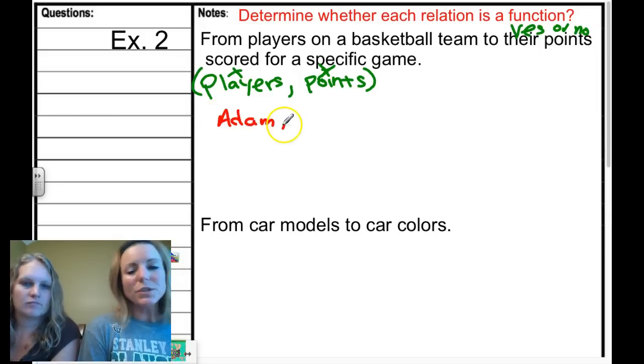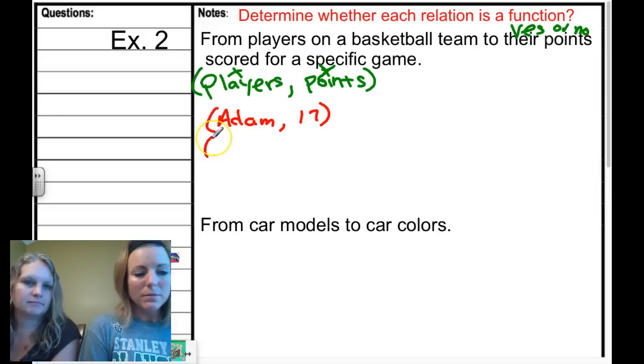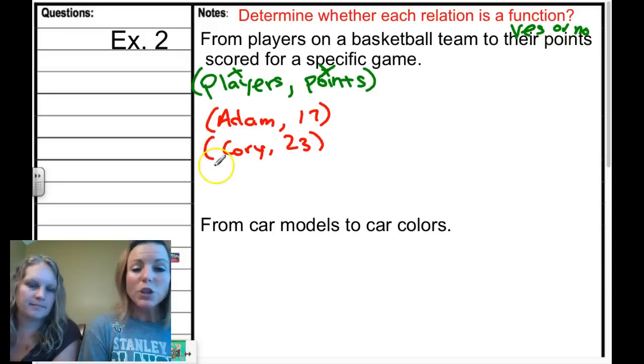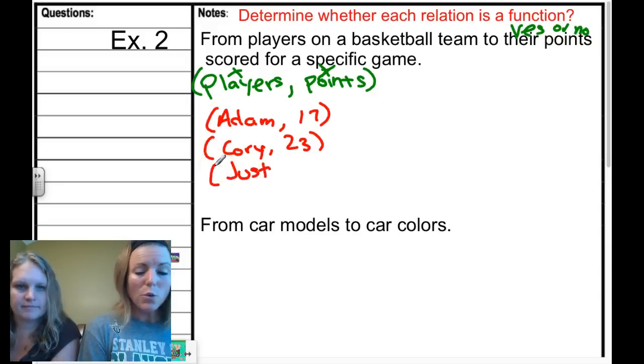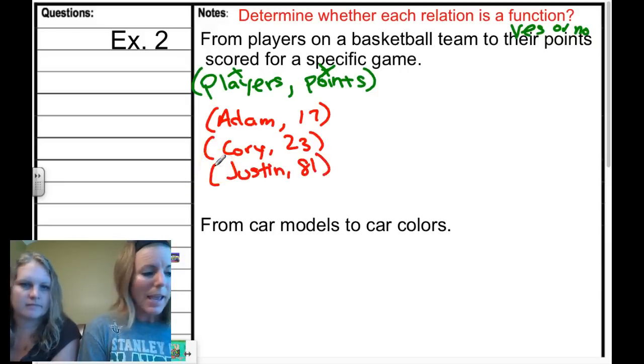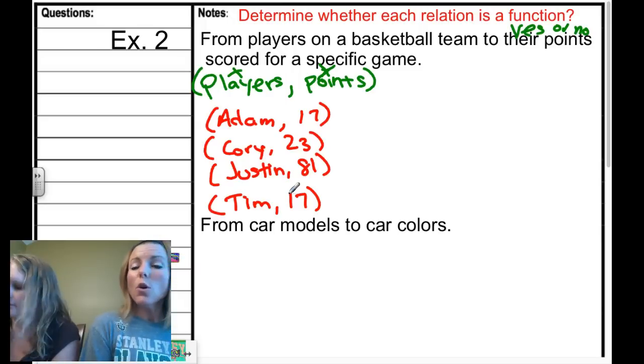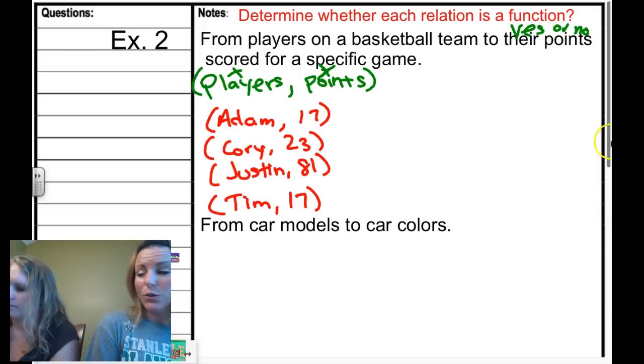And Adam's going to score 17 points. There's our first ordered pair. All right. Corey, he's going to score 23 points. Okay. Justin is going to score 81 points. And Tim, let's say, he is going to score 17 points also. Okay. So is that a function, yes or no?